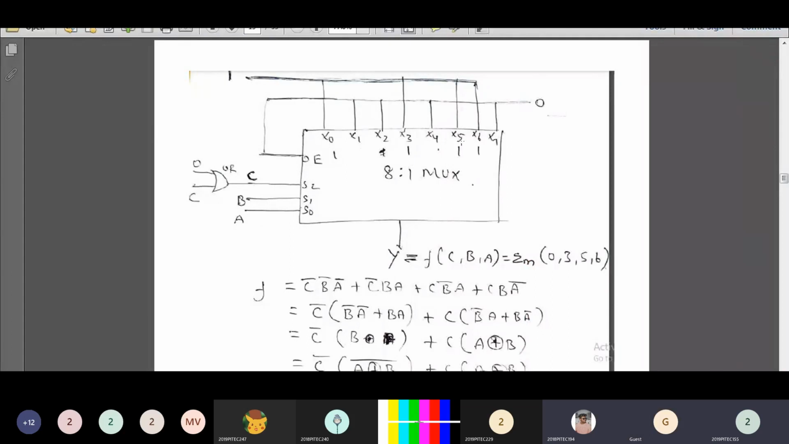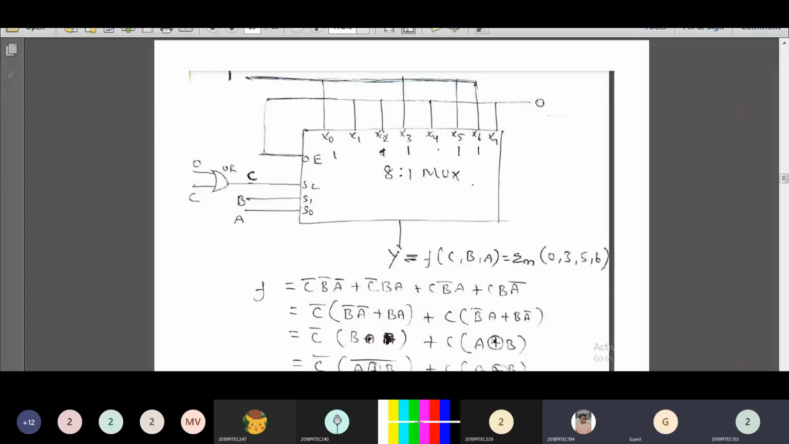Now look at the input lines. What are all the input lines connected to 1? X0 is connected to 1, X3 is connected to 1, X5 is connected to 1 and X6 is also connected to 1. So first you have to find the minterms for the function. Y is equal to f of C, B, A, which are your selection inputs: summation of minterms 0, 3, 5, 6. X0 is connected to 1, so it is written as 0, 3, 5, 6.